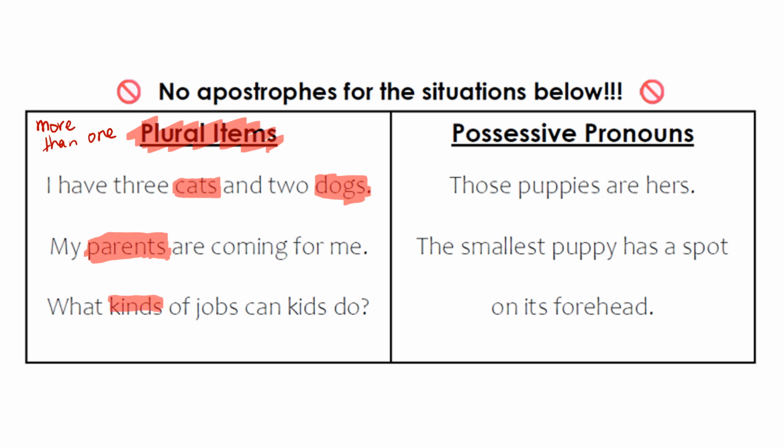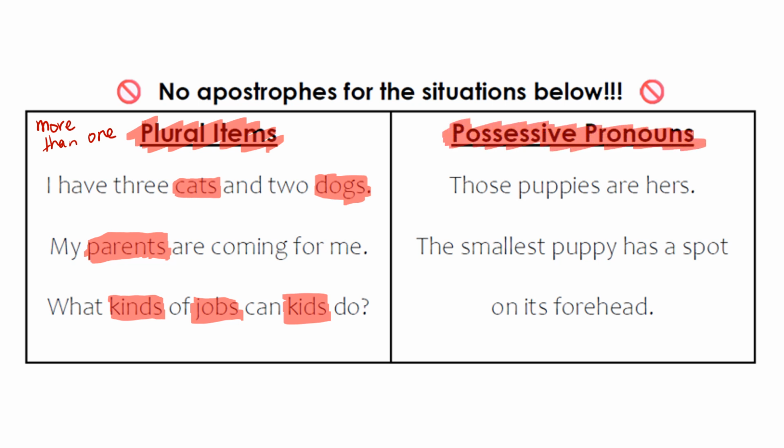Same thing here. What kinds of jobs can kids do? All of these words in the sentence that end with S are just plural. I want to know different kinds, multiple kinds. I want to know about multiple jobs, and I want to know that lots of kids could do them. I'm not talking about how anything belongs with something else, and we definitely don't have any contractions. So that's the first time we don't do apostrophes for plural items. The next thing is possessive pronouns.